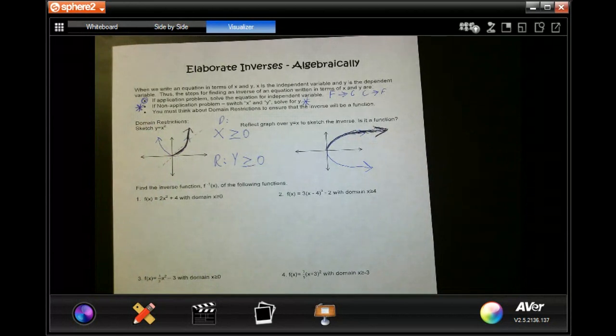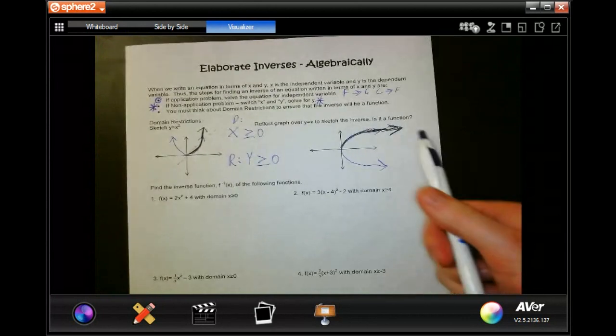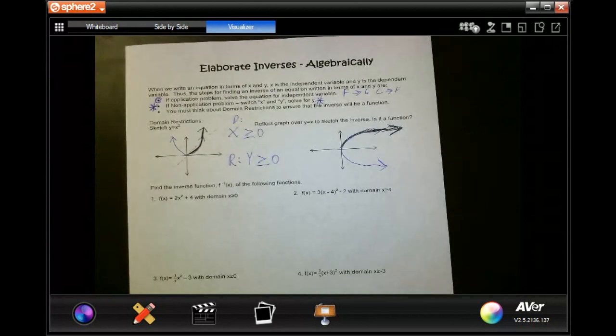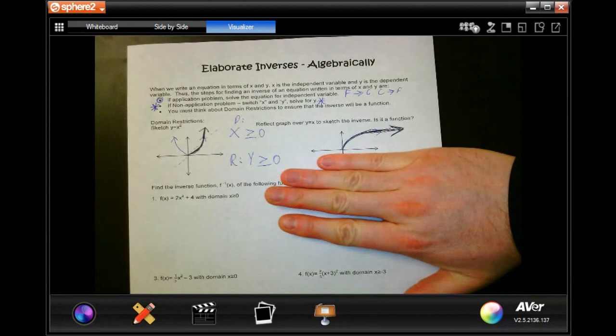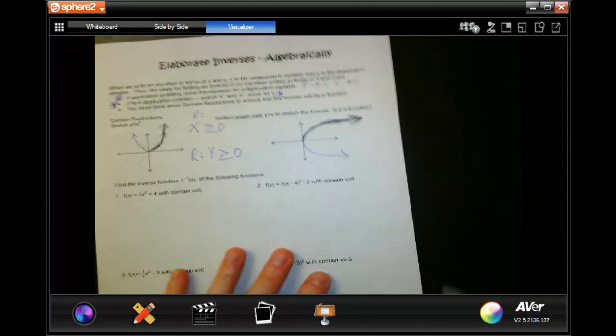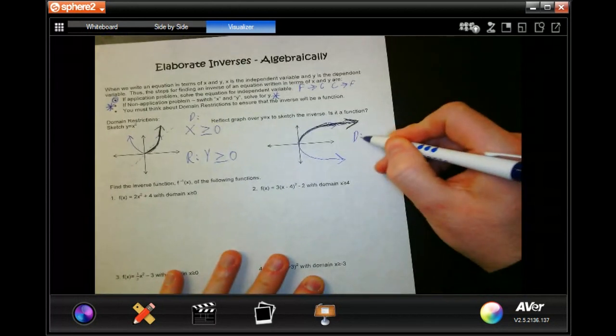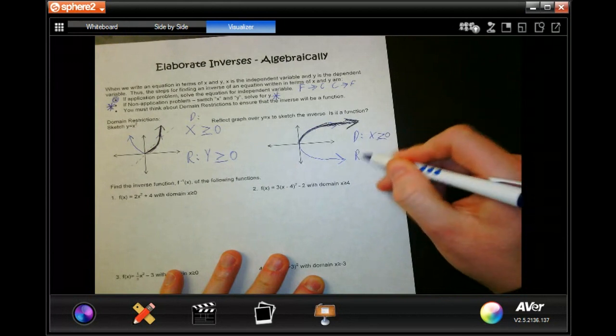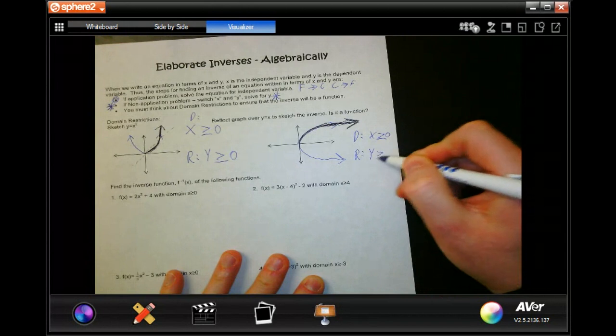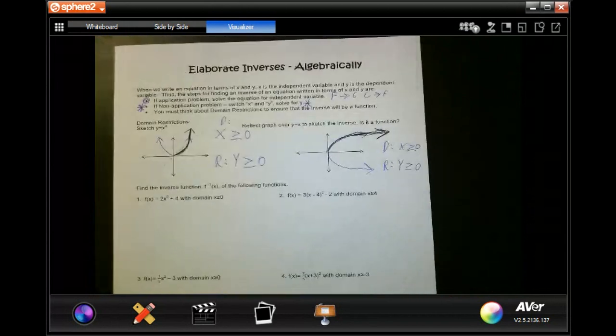What's the domain and range restriction on this inverse? We're just looking at the graph. It's only in the first quadrant. Yep, so let's do them separately. We have a domain restriction of x is greater than or equal to 0. And we have a range restriction of y is greater than or equal to 0.